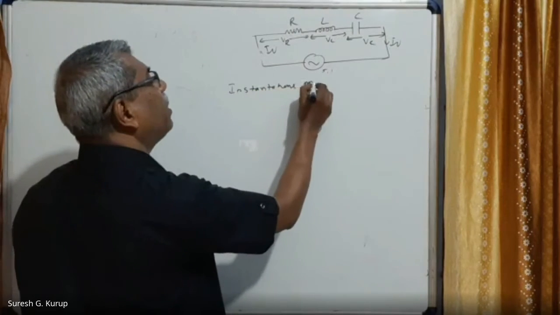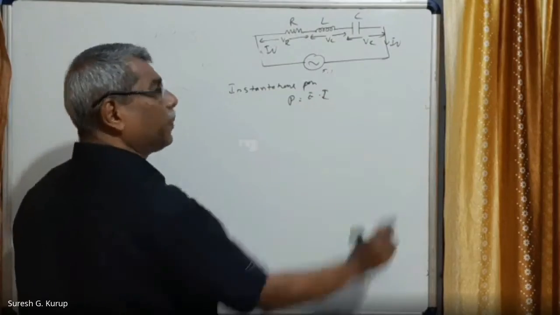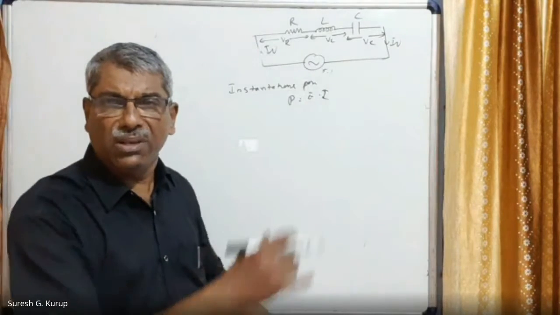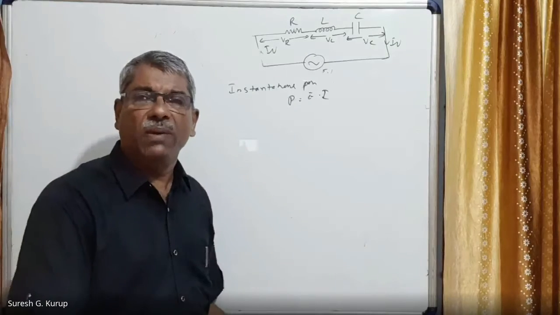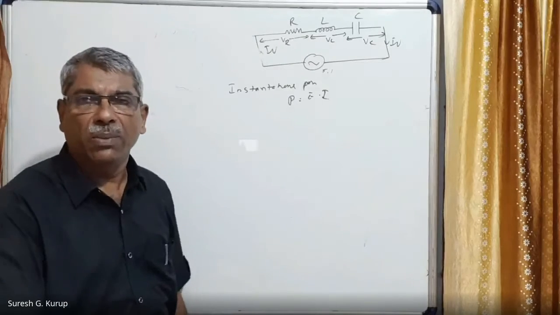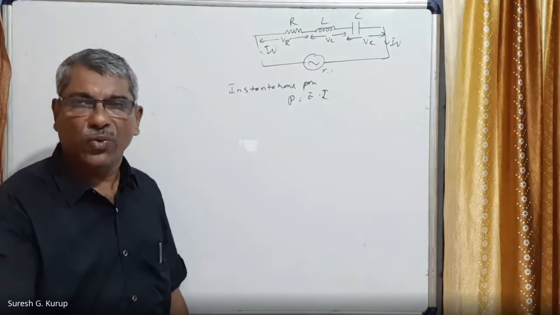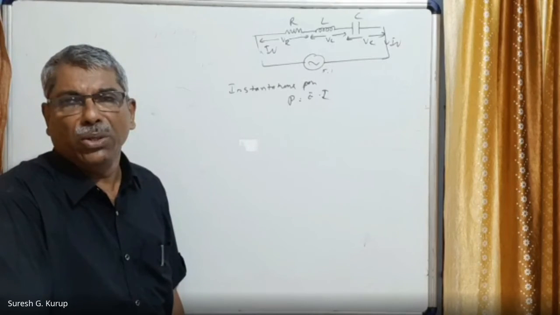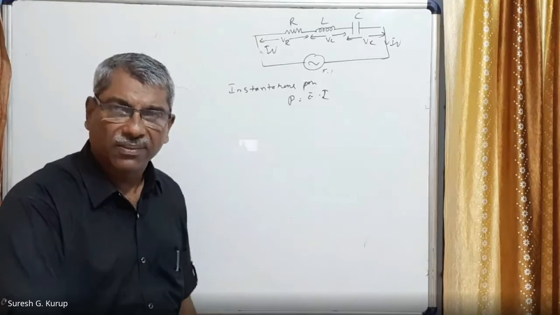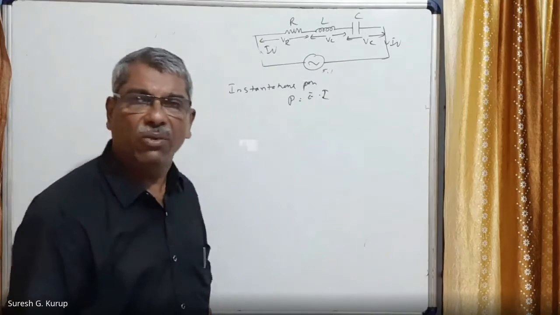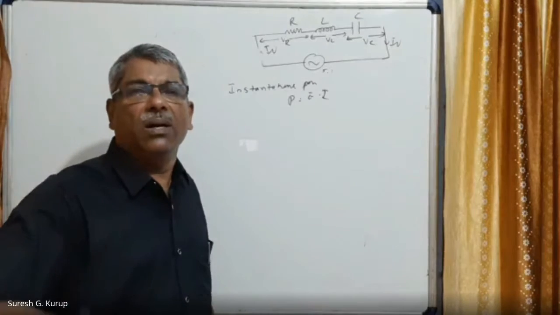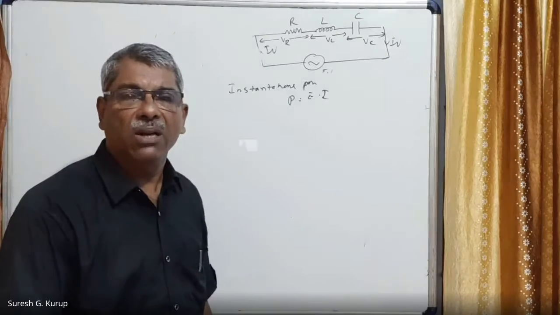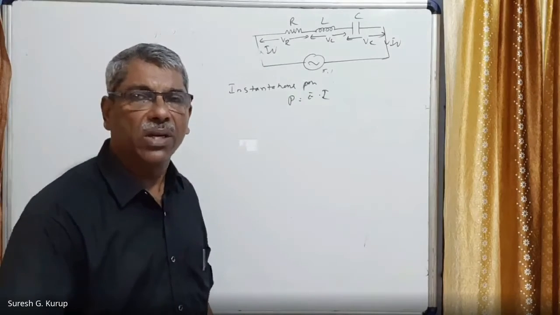Instantaneous power P is equal to E into I. E is equal to E0 sin omega t, I is equal to I0 sin (omega t minus phi). Same thing. So instantaneous power will have two terms. One is a constant term, E0 I0 by 2 into cos phi. The other term is minus E0 I0 by 2 into cos (2 omega t minus phi). Cos (2 omega t minus phi) is a fluctuating term that will go to 0 in the full cycle.